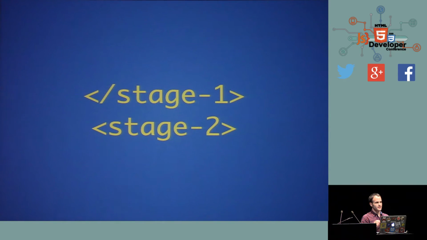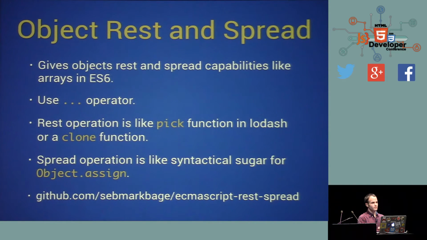Now we're going to dive into stage 2 and look at one of the features in it. So this is object rest and spread. And this is very similar. If you've been to any of the ES6 talks this week, they might have touched on using this ellipsis operator with arrays as a way to do slicing or concatenation. So you can destructure arrays. You can slice out everything but the first, or you can spread out values into an array.